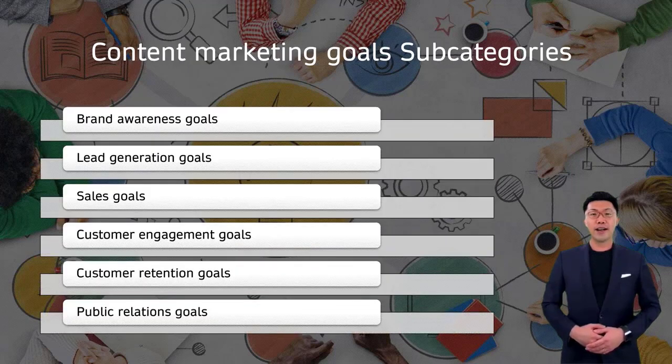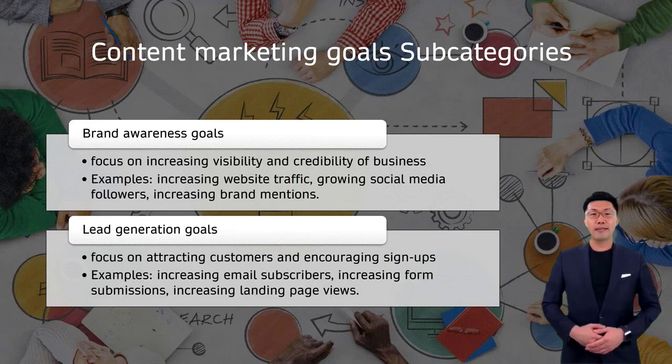In addition to the three main categories of content marketing goals, there are several subcategories that can help you achieve specific outcomes. These include brand awareness goals, lead generation goals, sales goals, customer engagement goals, customer retention goals, and public relations goals. The first subcategory of content marketing goals is brand awareness goals. These goals focus on increasing the visibility and credibility of your business.